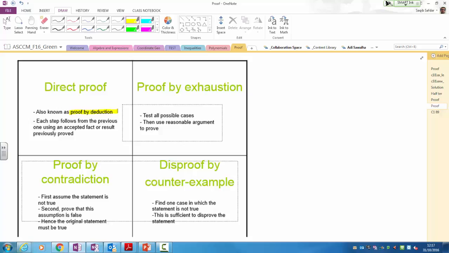We don't do more of that, that's more C3. Proof by contradiction is a bit more complicated: you assume the statement is not true and then prove this assumption is false, and therefore the original statement must be true. Again, that's more C3. And disproof by counterexample is where you find one case in which the statement is not true. We might do a bit of disproof, but mainly we'll be looking at direct proofs, where you show that this happens, and possibly a few examples of disproof by counterexample. That's essentially what we'll be doing.